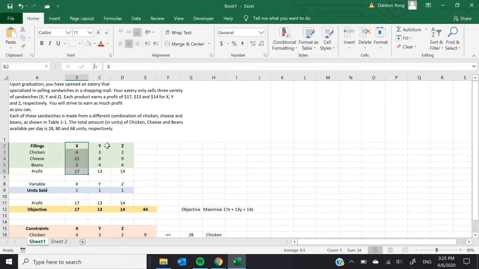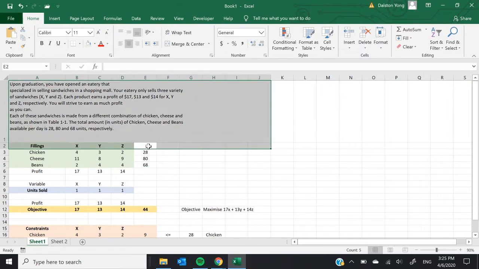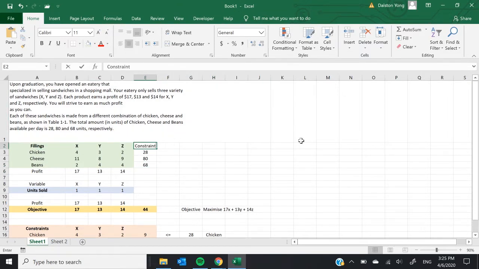Now the question also states that every day we have a limited supply of each ingredient. So for every day, we have 28 units of chicken, 80 of cheese, and 68 of beans. I will call this a constraint, or the limit. Either way, whichever you prefer, but I think constraint is a better word for it. From this table, we are actually able to solve a lot of our equation now.